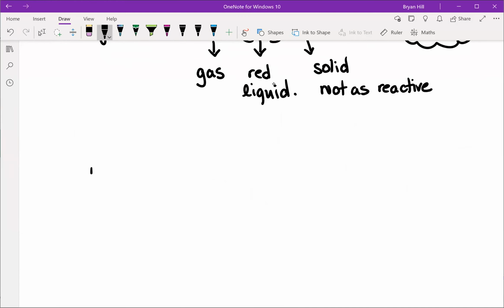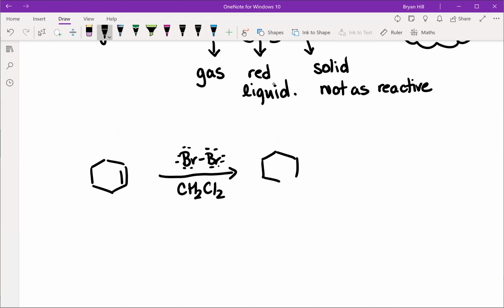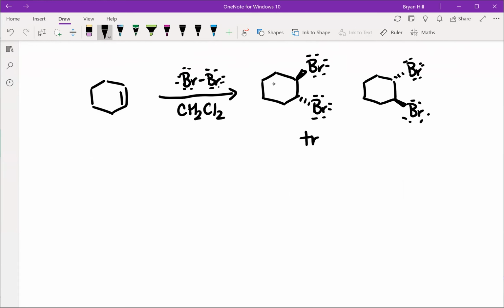Okay, so let's pretend we've got our alkene and we do a reaction with bromine, and we've got our dichloromethane as our solvent. We are going to form, so this reaction is, there is no rich getting richer here. Both carbons are going to get a bromine. The key point, though, is that the way that the bromines are situated is that they will be on opposite sides to one another. So you're going to form these types of compounds, which you would say are on opposite sides. So we would say that these are trans.